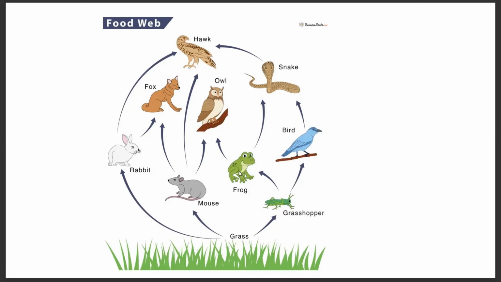So in the environment, in the ecosystem, there are no isolated food chains. These food chains are interconnected and form food webs.